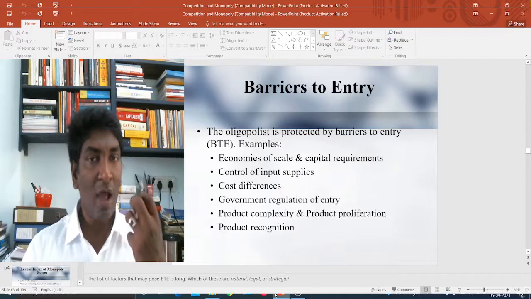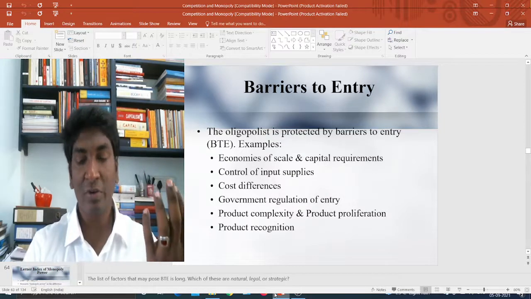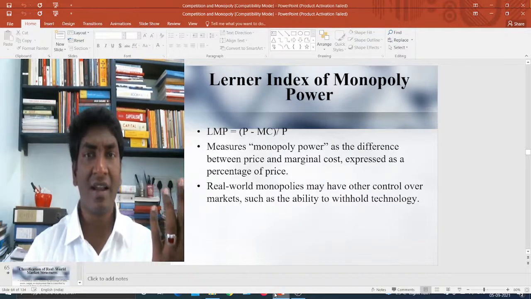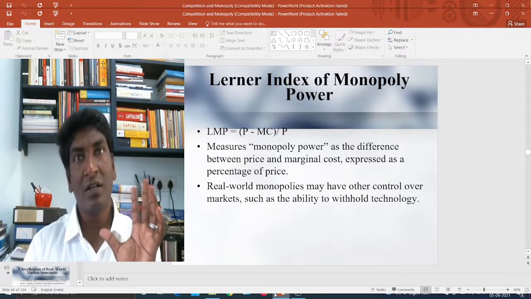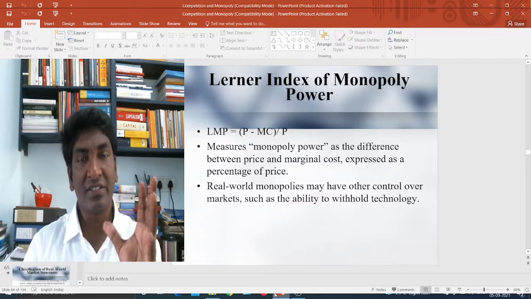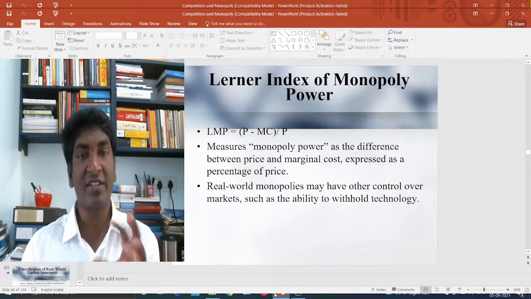So if all these kinds of barriers exist in the market structure, then you can say that it is an oligopoly. It itself pictures a market structure having this sort of characteristics.